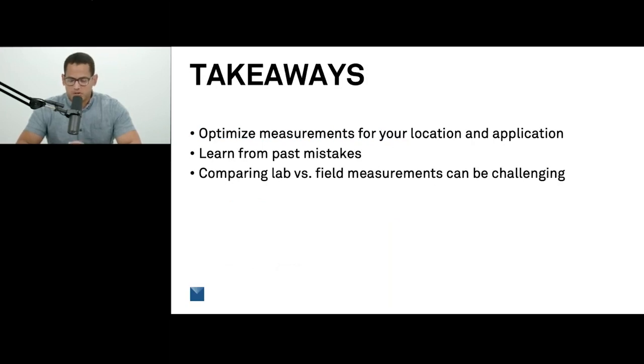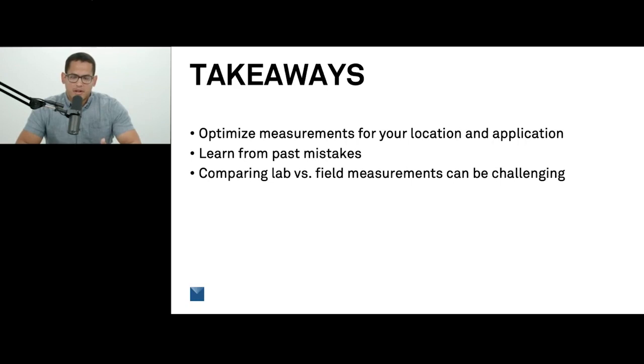Lastly, just a few takeaways. I hope this shows that we can optimize our measurements for location and application. We need to understand that when making measurements: if you have lower hydraulic conductivity soils, increase the pressure head to get better differences, and vice versa. If we have really high infiltration rate soils, we should decrease the pressure heads to reduce the chance of destroying pore structure. It makes the measurements easier and uses less water too.